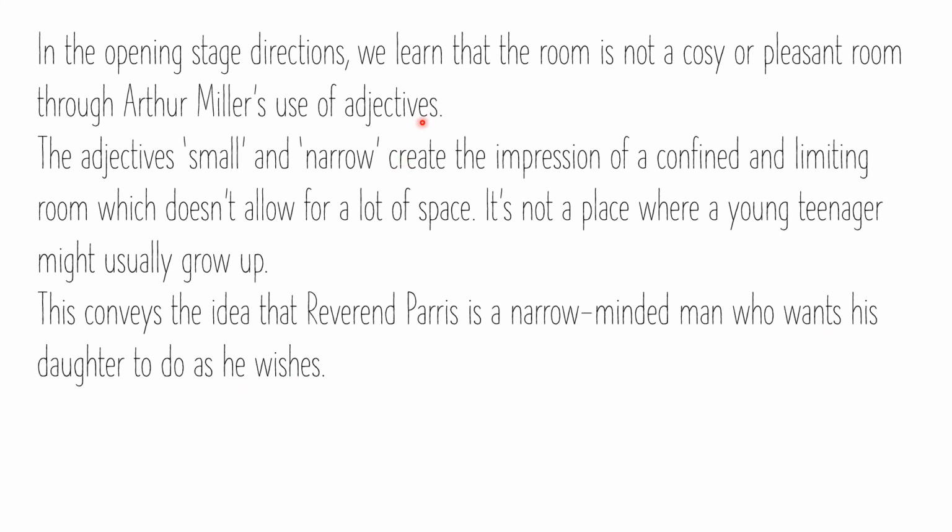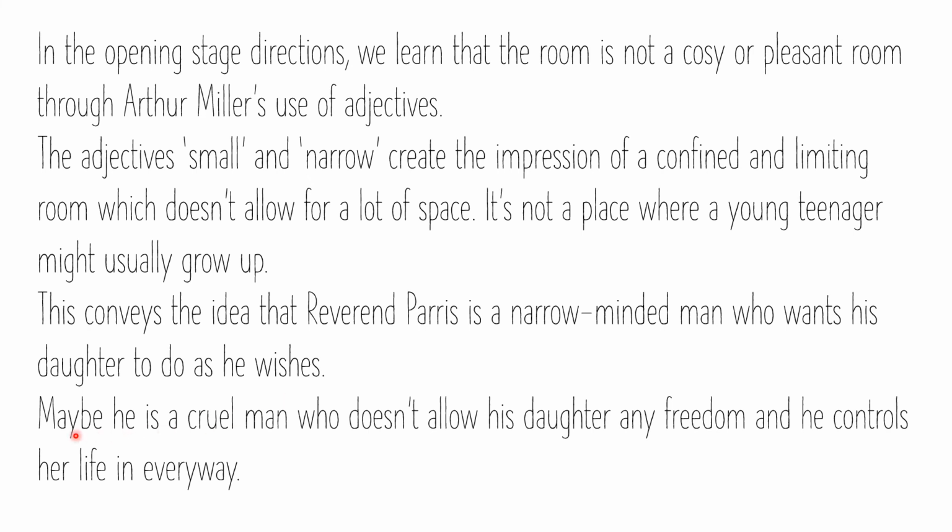Okay, so if you just look at what I've got so far, I've got my language choice here, I've got my evidence from the text and my ideas. It's a confined and limited room. It doesn't allow for a lot of space. It's not somewhere where a teenager might usually grow up. Where am I developing my idea? He's a narrow-minded man. He wants his daughter to do as he wishes. Maybe, so I'm starting to bring in some tentative language, some possible alternative interpretation. Maybe he is a cruel man, doesn't allow his daughter any freedom, and he controls her life in every way.